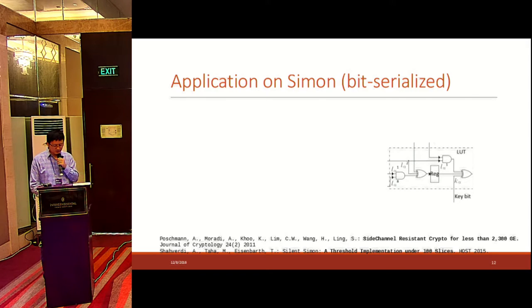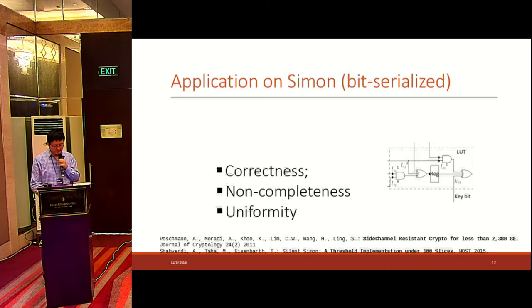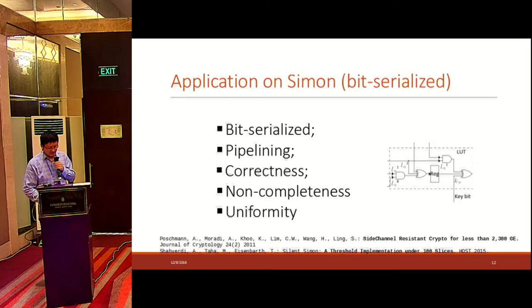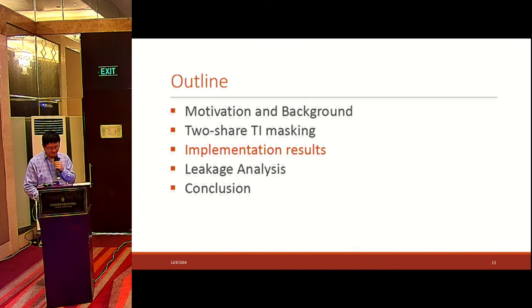Actually, here you can see a register which is inserted into the logic to divide it into two stages, just like what we discussed. And now it satisfies the three requirements. It's bit-serialized, which means it could be small because all the logic here processes only one bit, not the whole block. And it can be pipelined, which means it just uses one more clock cycle to process one round compared with the unprotected bit-serialized Salmon.